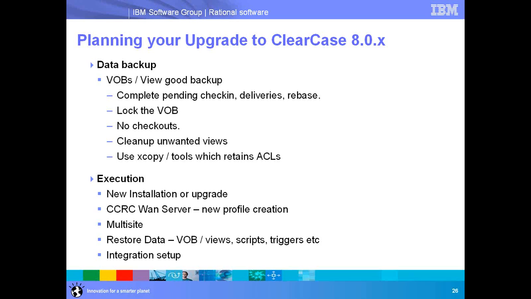Once the execution is finally done, test for correct working. Do some test checkouts, check-ins, deliveries, create some test packets, and see if they are going through to the target server. And once everything is done, then you can communicate to your users saying that they're good to go and they can start using the new server. So this is the way in which you can plan for your upgrade and actually perform the execution.